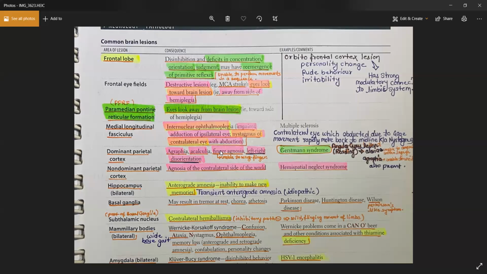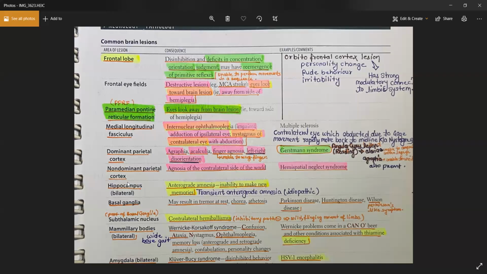You're unable to recognize the fingers by touching them, right? You cannot calculate anything. You cannot write anything. So the patient will be unable to write, unable to calculate, unable to recognize, and they will have the left-right disorientation. This is the Gerstmann syndrome.